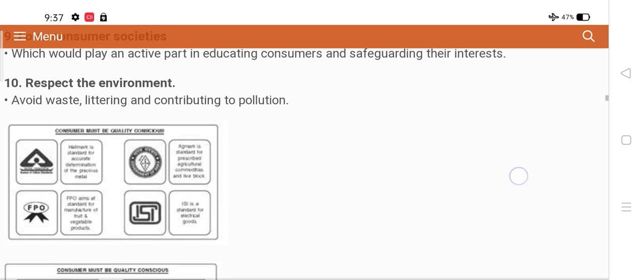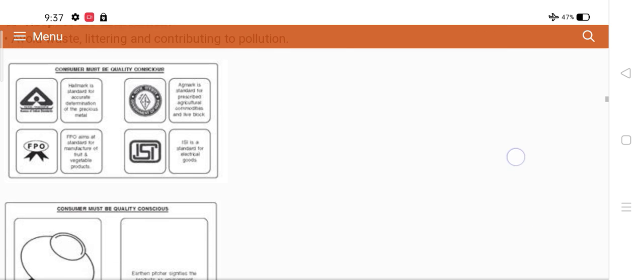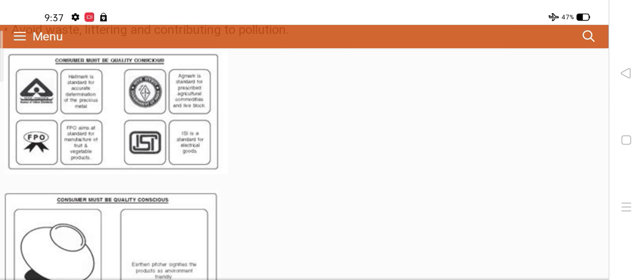And the last responsibility of the consumer is to avoid waste, littering and contribution to pollution. So the consumer should respect the environment, and should not waste the product or litter here and there, and should also help to control pollution. So all these are the responsibilities of the consumers.